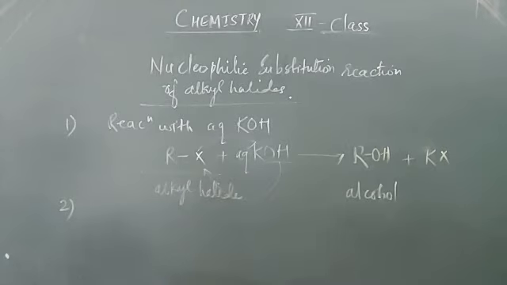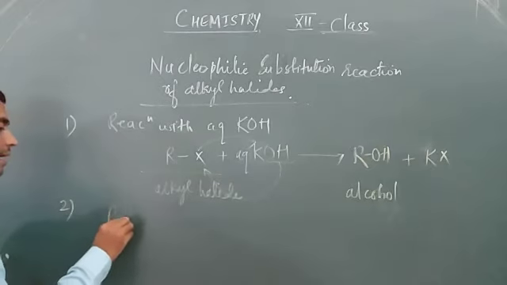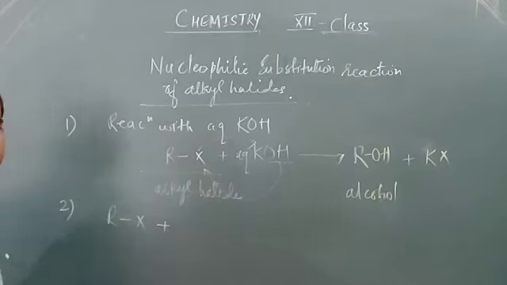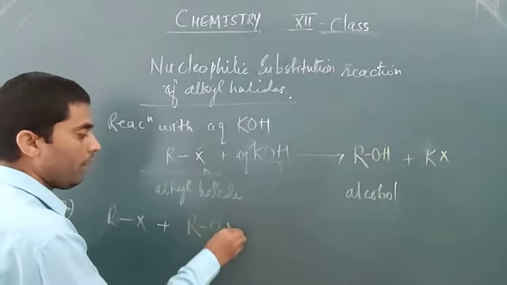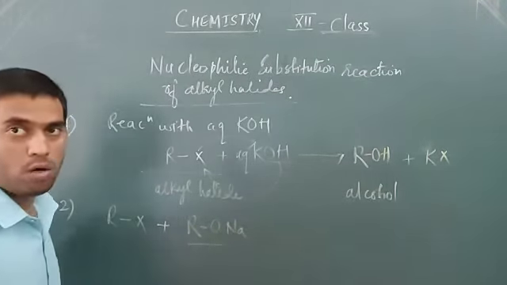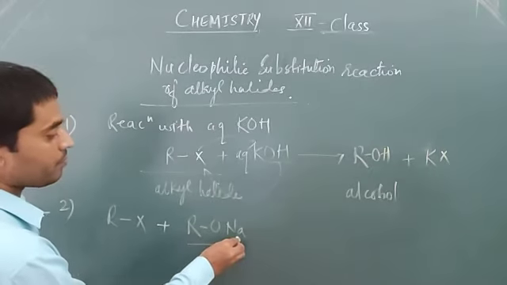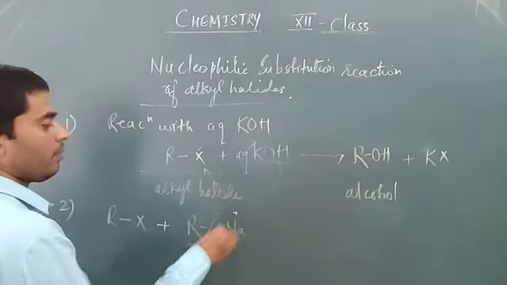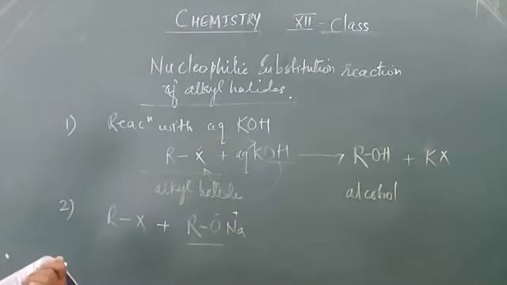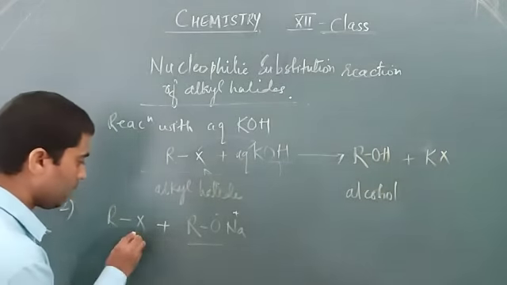Second is reaction with alkoxide. We will take RX and we will take alkoxide, RONa. This is alkoxy group and it is sodium alkoxide. Oxygen negative, sodium positive. Now what happens?